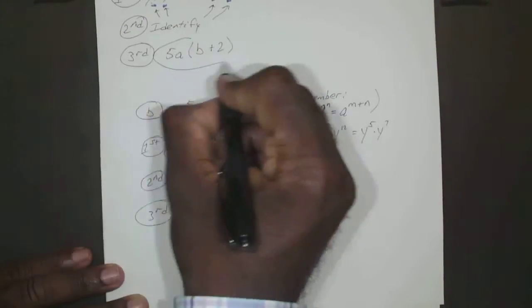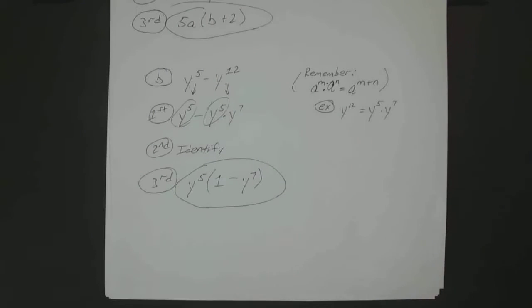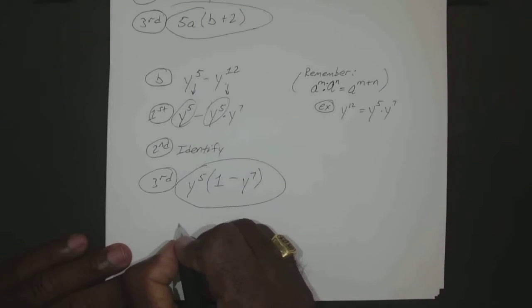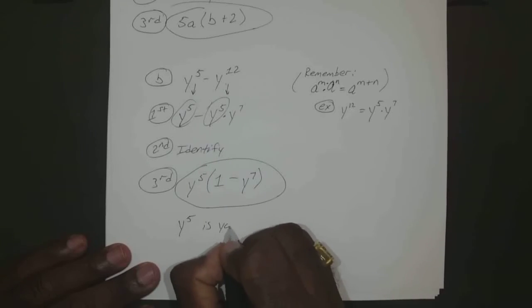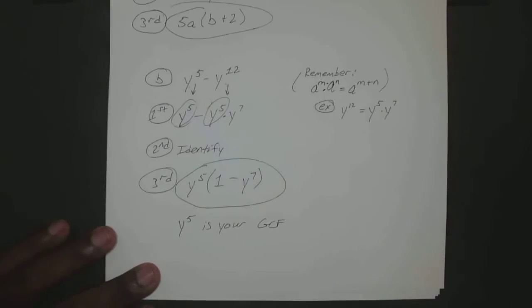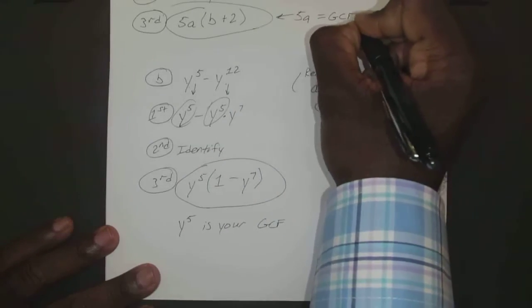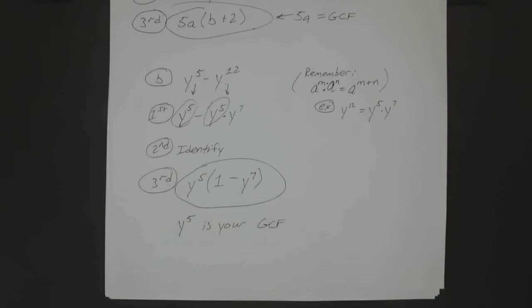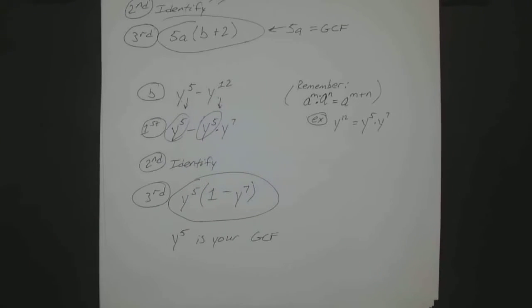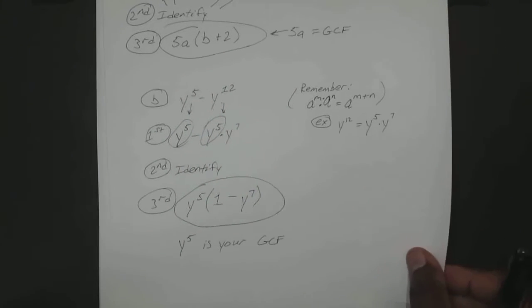Okay, so this is your greatest common factor. Oh, forgot to circle that one. So actually y to the 5th is your greatest common factor here. And 5A is your greatest common factor here. Okay. So any questions on that one? All right, let's do another example.